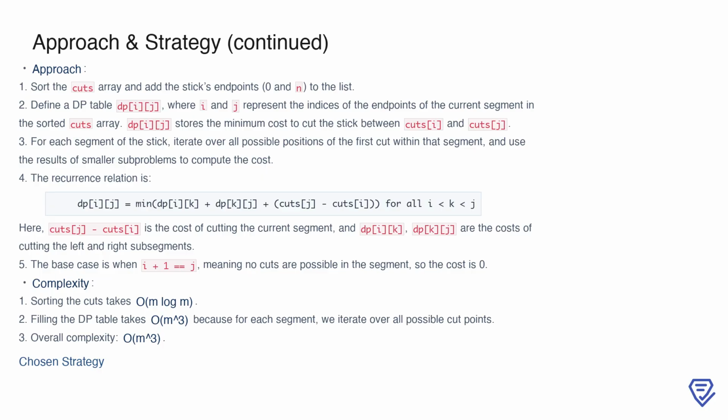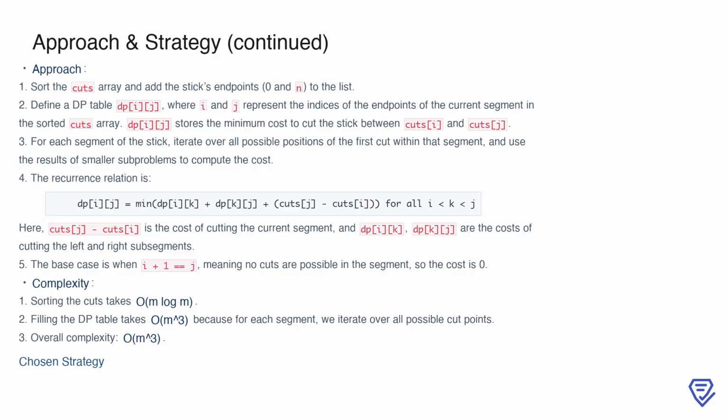Then, we define a DP table, dp[i][j], where i and j represent the indices of the endpoints of the current segment in the sorted array. This table will store the minimum cost to cut the stick between cuts[i] and cuts[j]. The next step is to iterate over all possible positions for the first cut within each segment and calculate the cost by using the results of smaller subproblems.